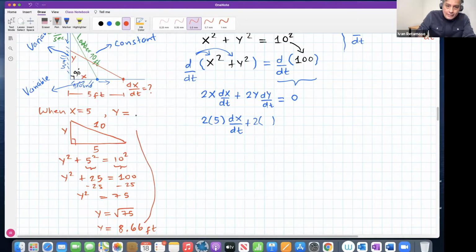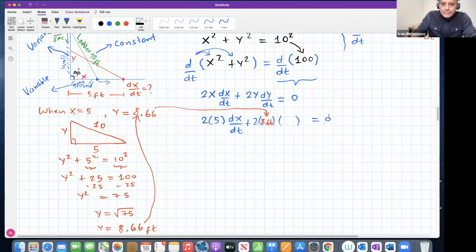Then when x is 5, when you take a picture in your mind of the motion, this guy should be 8.66, because x and y are related by the theorem of Pythagoras. This is precisely what you're going to put here. 8.66. Great, we got this guy. Now dy/dt. What is dy/dt?